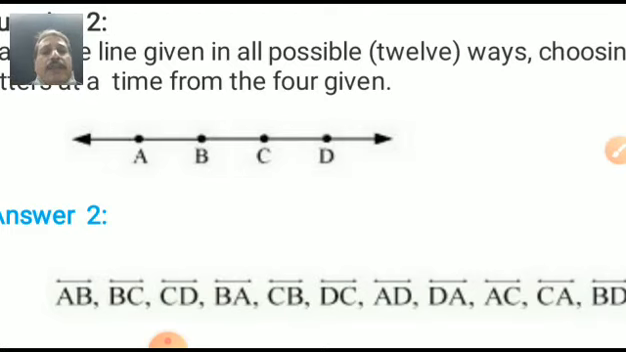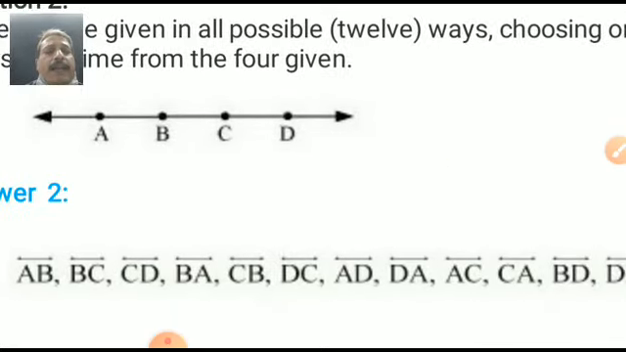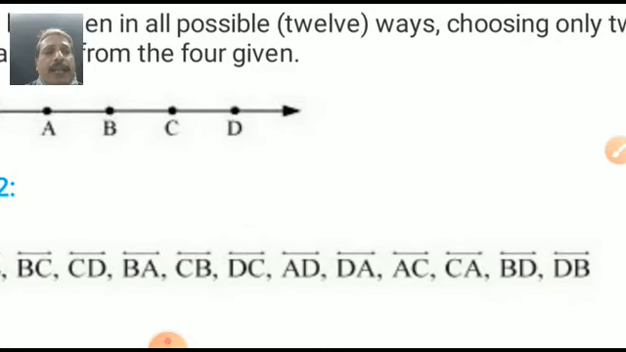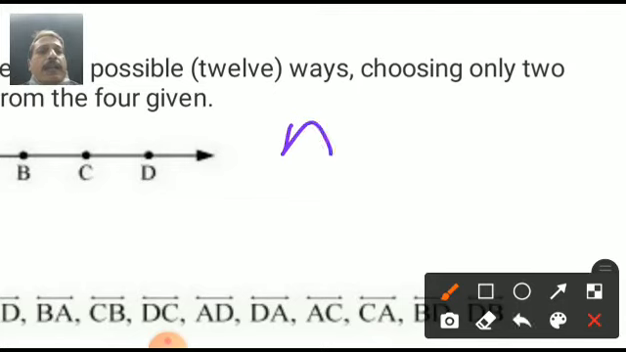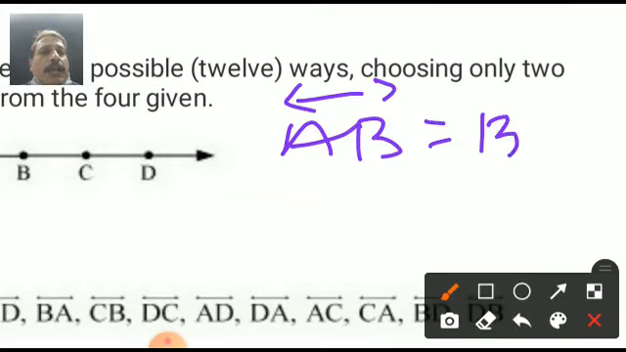Line AB, line BC, line CD, line BA, line CB, line DC, line AD, line DA, line AC, line CA, line BD, line DB. Alternately you can also represent them. Yes my dear students, we already discussed these things. Once again I remind you, line AB can also be denoted as line BA. Yes, they are equal.